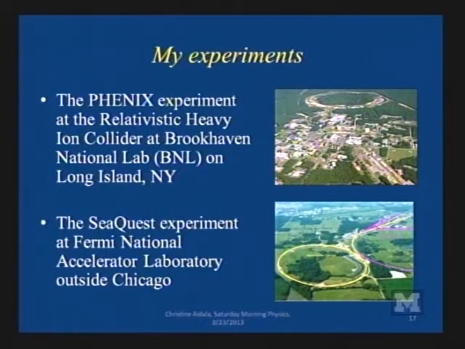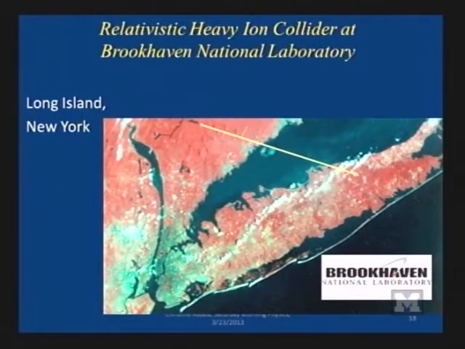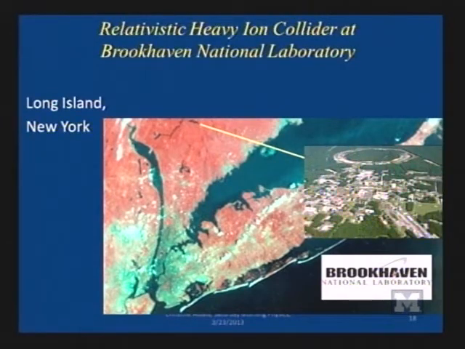So I work on two experiments. I'm an experimentalist. My two experiments are the PHENIX experiment at the Relativistic Heavy Ion Collider, which is at Brookhaven National Laboratory on Long Island in New York, and my other experiment is called SeaQuest, and it's at Fermi National Accelerator Laboratory outside of Chicago. The Relativistic Heavy Ion Collider at Brookhaven National Lab, you can actually see the ring here. It's the road, actually, so people can drive around the collider ring. You can see it from the satellite image. And here's what it looks like from an aerial view, from an airplane. You can see again the ring road for the collider.